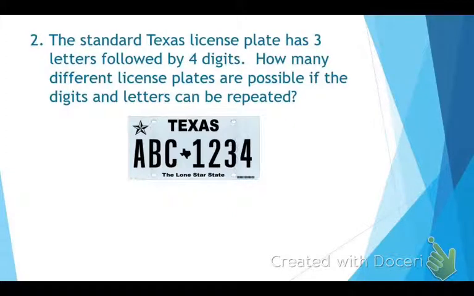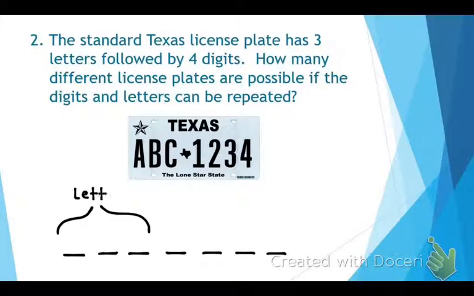The standard Texas license plate has 3 letters followed by 4 digits. How many different license plates are possible if the digits and letters can be repeated? Now listen, a lot of you guys thought there was just 12 different license plates, but I want you to come up with this right here. These ones are all going to be what? Those first 3? Letters. So write that down in your notes, okay? Next, these next 4 are all going to be numbers, okay? So let's just kind of help ourselves to see these ones will be letters and these ones will be numbers.